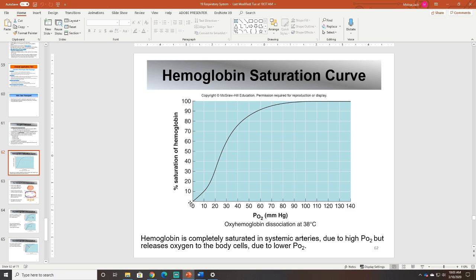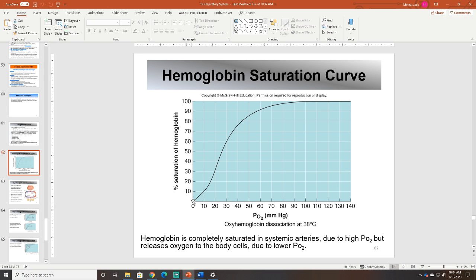All right, down here's 0, minimum possible percent saturation for hemoglobin. At a partial pressure of 0 oxygen, right, we're going to have 0% saturation of hemoglobin. That seems obvious, right? If there's 0 oxygen in the blood, then there will be 0 oxygen bound to hemoglobin. Now, as we increase the partial pressure of oxygen, you will see the percent saturation of hemoglobin go up.